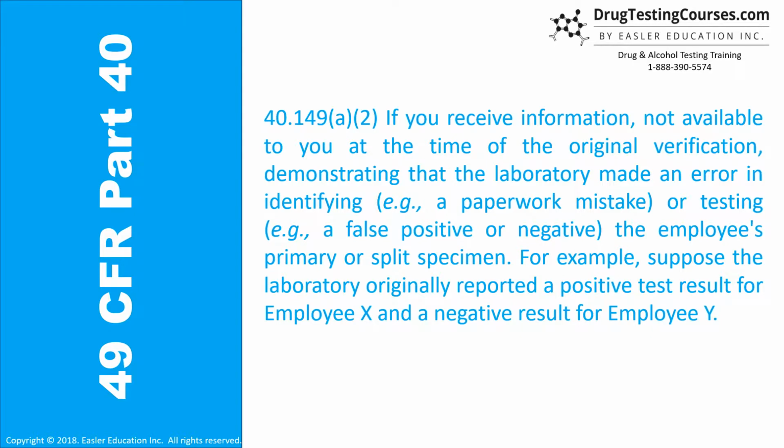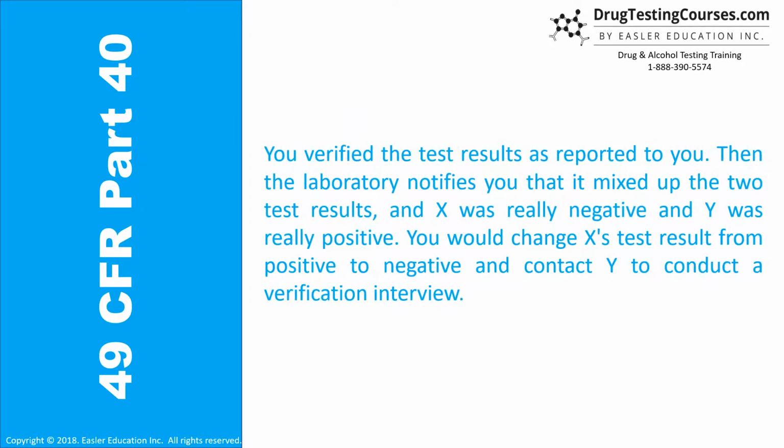40.149(a)(2). If you receive information not available to you at the time of the original verification, demonstrating that the laboratory made an error in identifying, e.g., a paperwork mistake, or testing, e.g., a false positive or negative, the employee's primary or split specimen. For example, suppose the laboratory originally reported a positive test result for employee X and a negative result for employee Y. You verified the test results as reported to you.